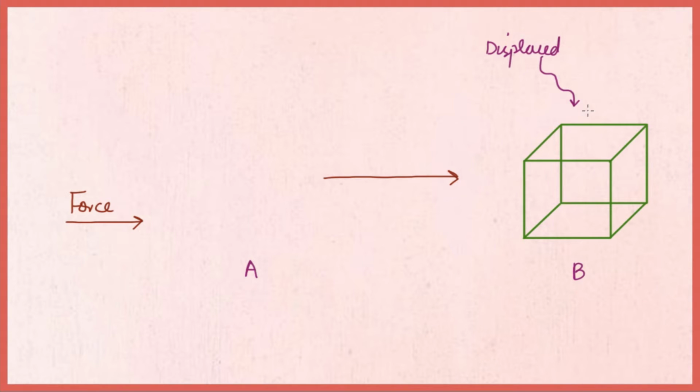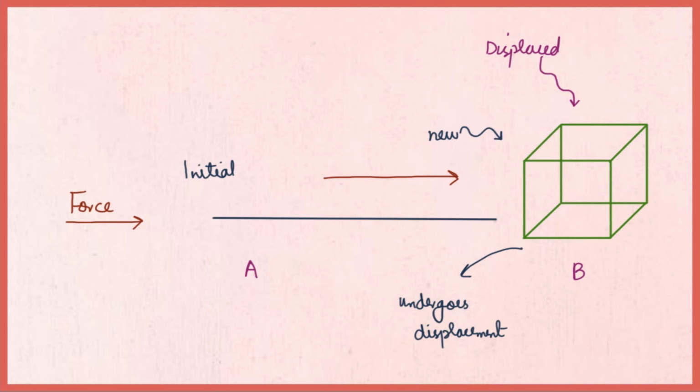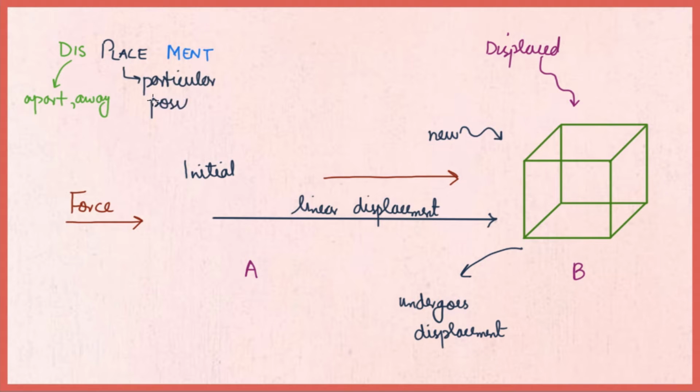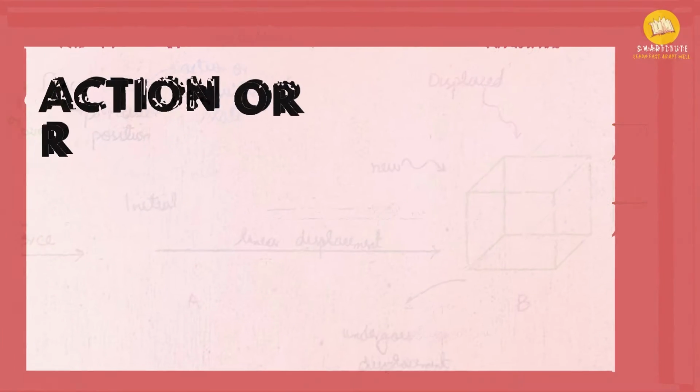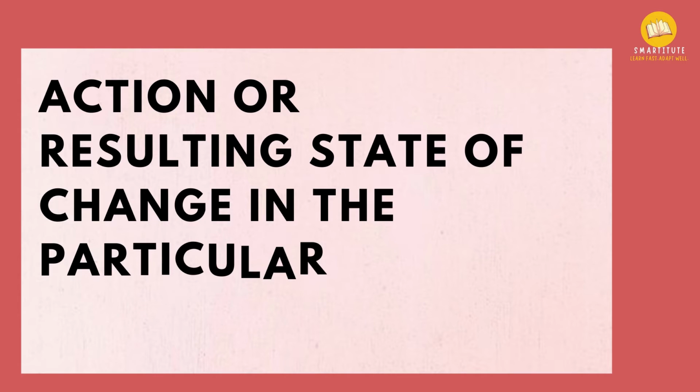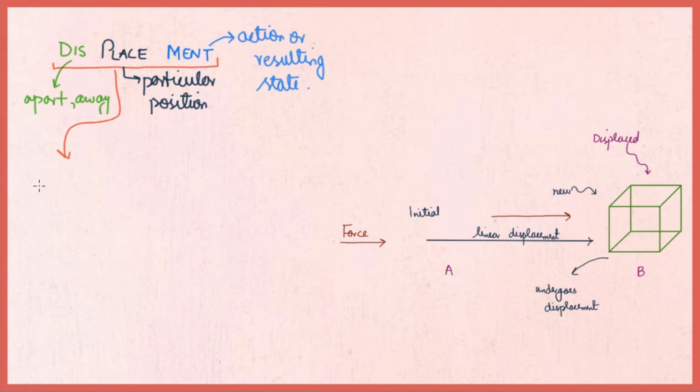The box is said to be displaced from its initial position to a new position, and the box undergoes displacement. As the box moves in a straight line, it undergoes linear displacement. The word displacement can be divided into three parts, where dis means apart or away, place means a particular position, and ment means an action or a resulting state. So displacement is the action or resulting state of change in the particular position of a body, where displacement is a vector quantity represented by a small bold d or a small d with an arrowhead, and the SI unit of linear displacement is meters.